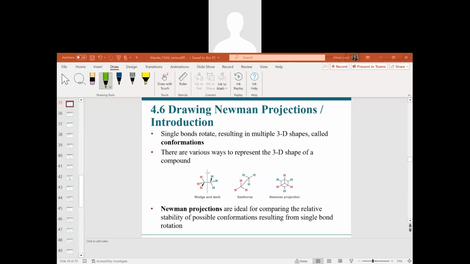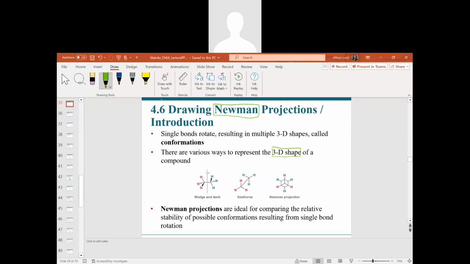So in the first few chapters of our textbook, we've seen some different representations of compounds. So we're going to introduce one more today. We're going to introduce these Newman projections and see why they're useful. So we've looked at everything from condensed molecular formulas to bond line structures, and then our wedge and dash notation to show the three-dimensional shape of a compound.